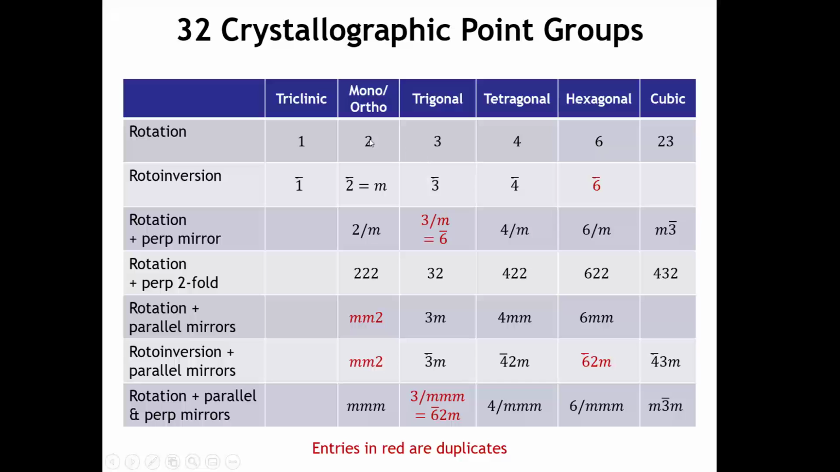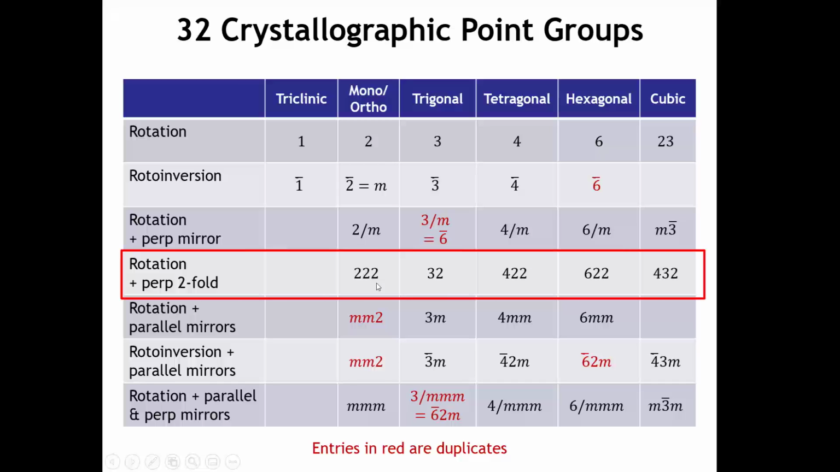We could take our original rotation axis, and then we could have twofold rotation axes that are perpendicular to it, and that gives us this set of point groups. In most of these cases, you get more than one twofold rotation axis that's going to be perpendicular to the main rotation axis, and those are generated by the same kind of thinking that we saw on the C2H example.